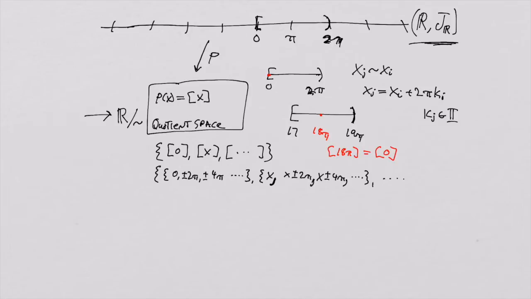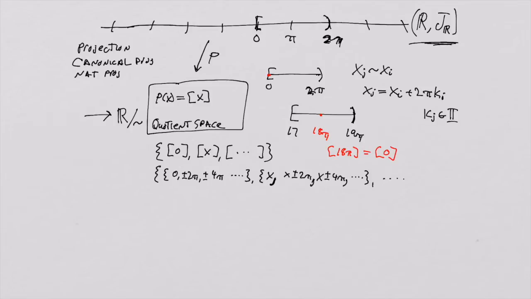And that is what we call the quotient space. And this map P is called a variety of different things. It's the projection. It's also called the canonical projection. Or it's also called the natural projection.